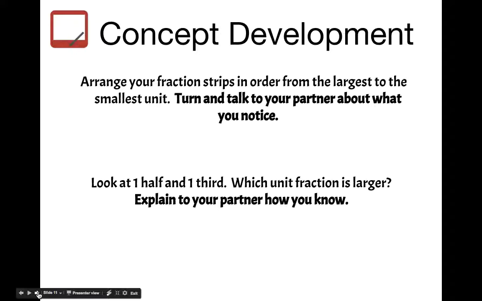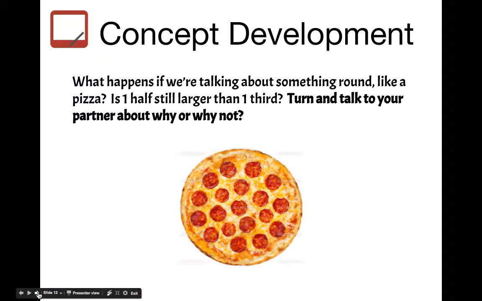What happens when we aren't using fraction strips? What if we're talking about something round, like a pizza? Is 1/2 still larger than 1/3? Why or why not? So, what you should have said is sharing a pizza among 3 people is not as good as sharing between 2 people. I think pieces that are halves are still larger. I agree because the number of parts doesn't change even if the shape of the whole changes.